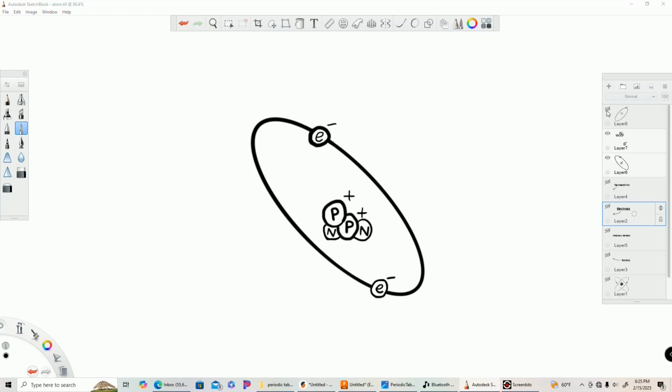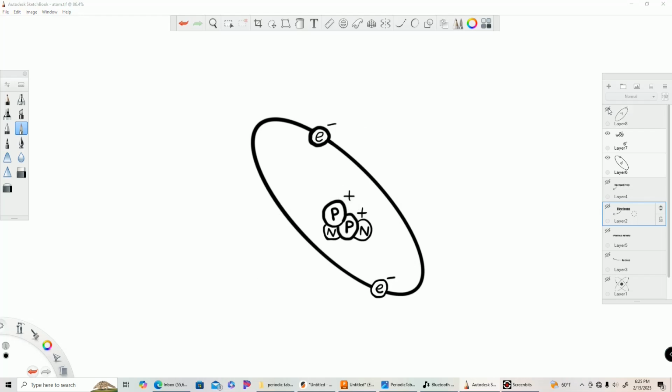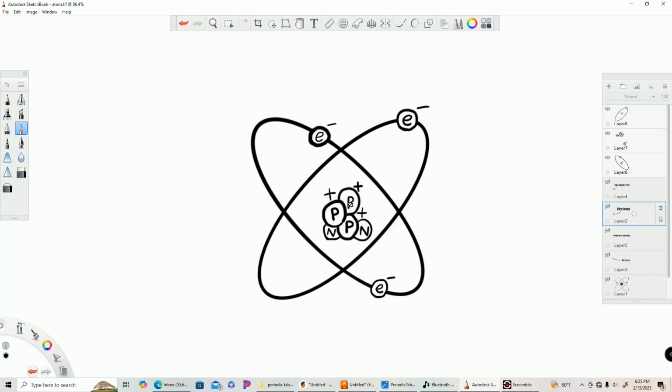Now, if we add a third electron, we must also add another electron orbital. This is because electron orbitals can only hold 2 electrons, or what we call an electron pair. Also notice that when I added this third electron, I also had to add a third proton to the nucleus to keep this atom balanced. So don't forget, electron orbitals can only hold 2 electrons, or what we call an electron pair.